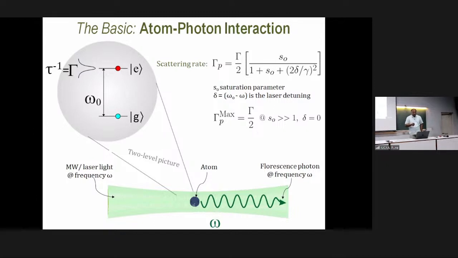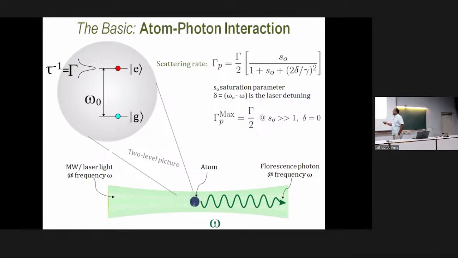Okay. So these are the basic things for atom-photon interactions. An atom has energy levels. I hope you know that. You have learned the Grotrian diagram, like for hydrogen atoms. Every atom has several energy levels. So let's take a very simple one, which has two states, ground state and excited state. And this is the frequency difference between these two states, which is omega zero.